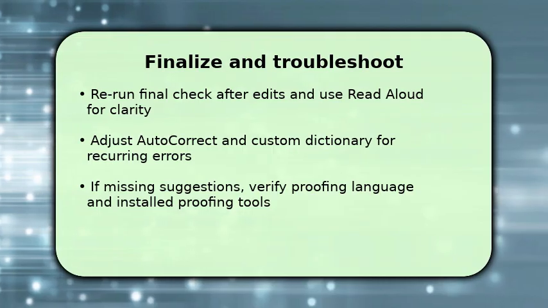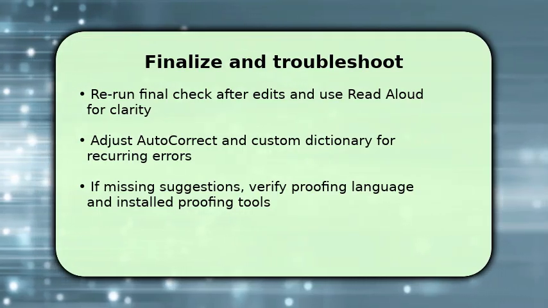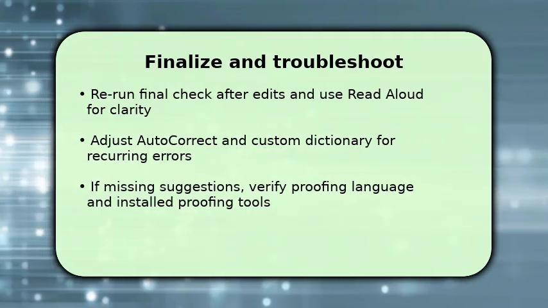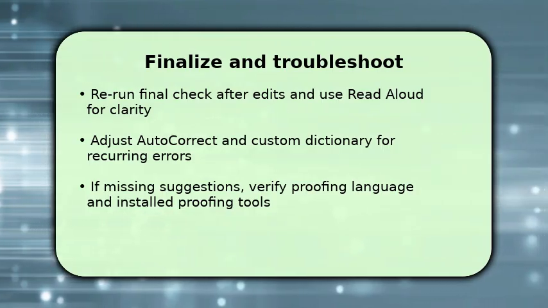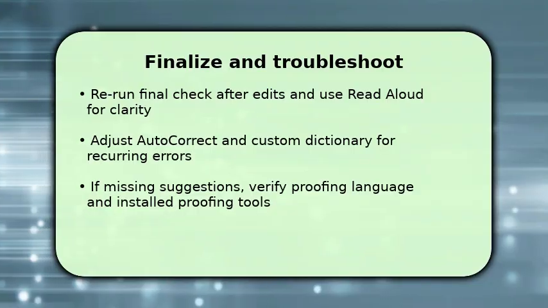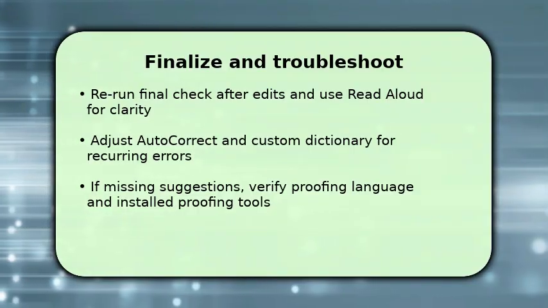Use Read Aloud to hear sentences. This helps catch homophones and rhythm problems that spell check misses. If you repeat the same mistakes, customize auto-correct entries and update your custom dictionary so Word stops flagging deliberate words.